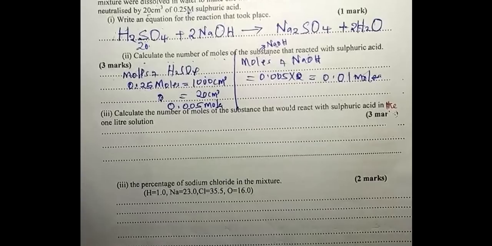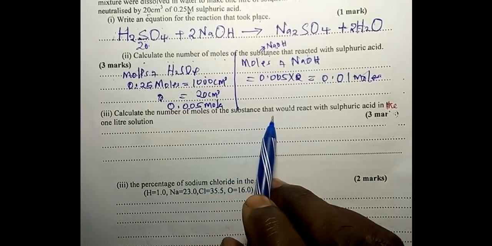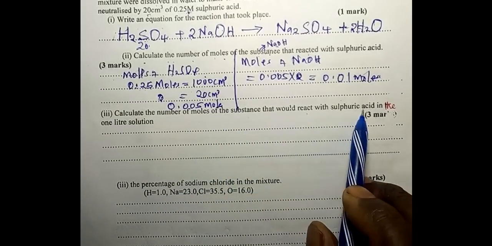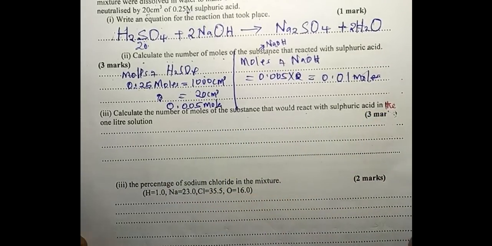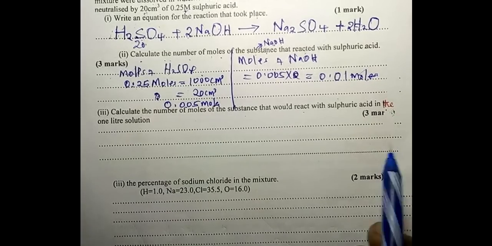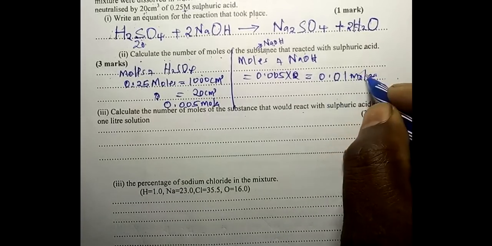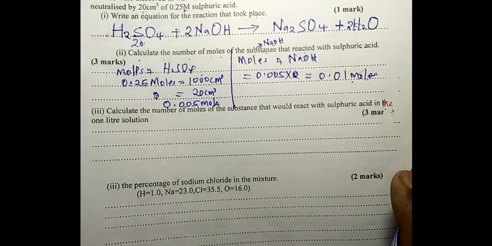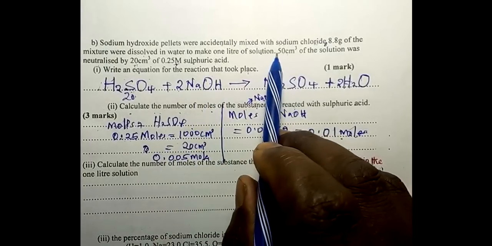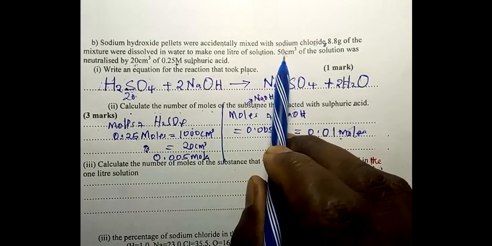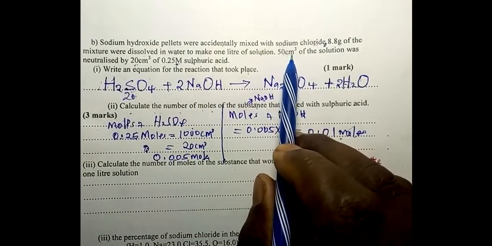Calculate the number of moles of the substance that would react with sulfuric acid in 1 liter. Very correct. So the number of moles we have calculated here for sodium hydroxide is for the volume that was used, and the volume is 50. Now we want 1 liter. A liter is 1000 centimeters cube.